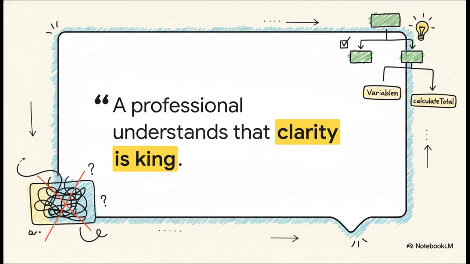Which really brings us to our final and maybe most important takeaway. Listen, anyone can write code that a computer understands. That's the easy part. It takes real skill, real professionalism to write code that humans can understand. As the source material puts it so well, a professional programmer knows that clarity is king.